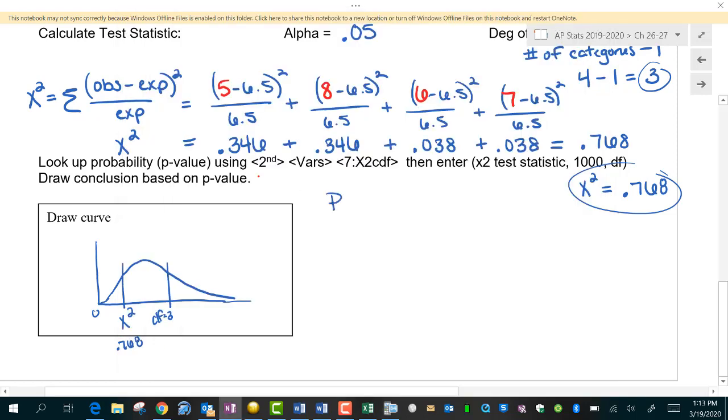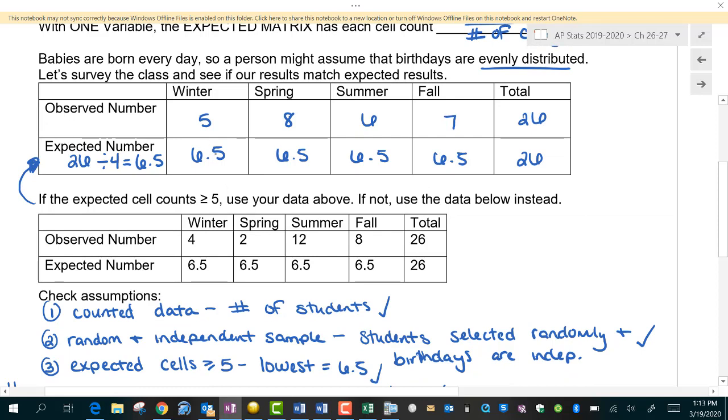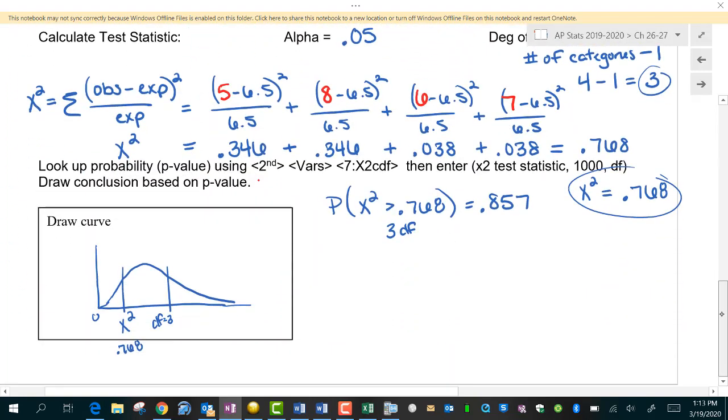So the probability that chi-squared is greater than 0.768, with 3 degrees of freedom, is 0.857. Now, as you can see, that is an extremely large p-value. But if you go back and look at the original table and compare the actual observed number of birthdays with what we expected, they were all pretty close. So we shouldn't be surprised that we have an extremely large p-value.